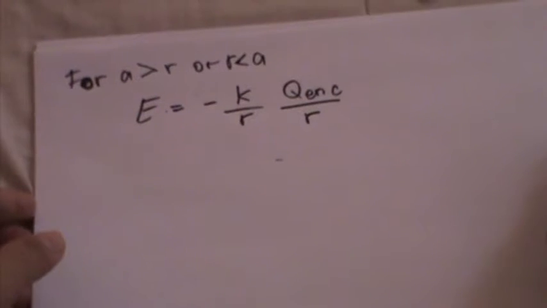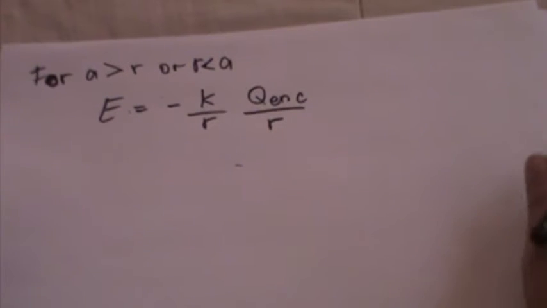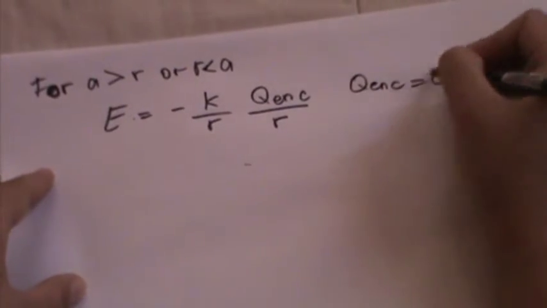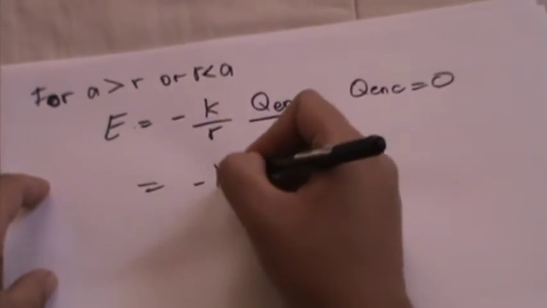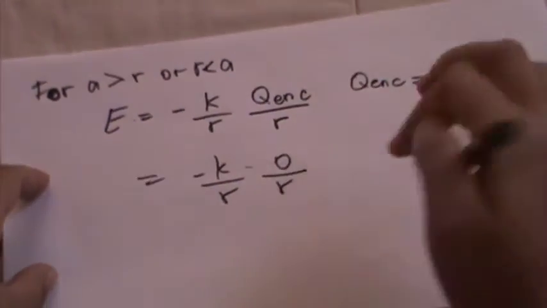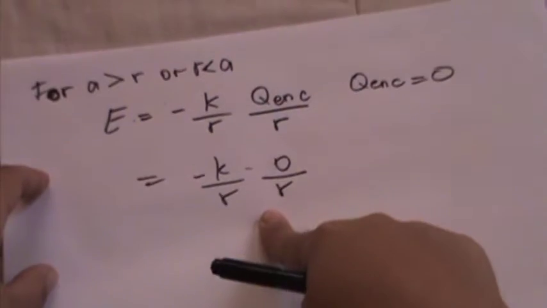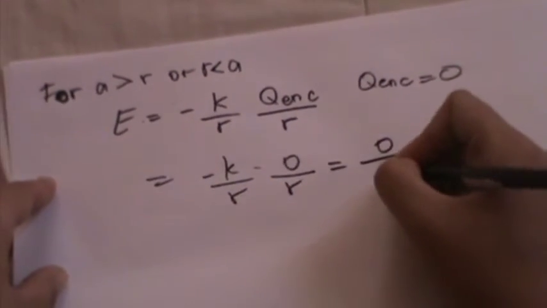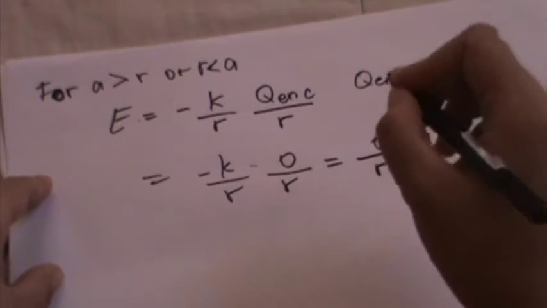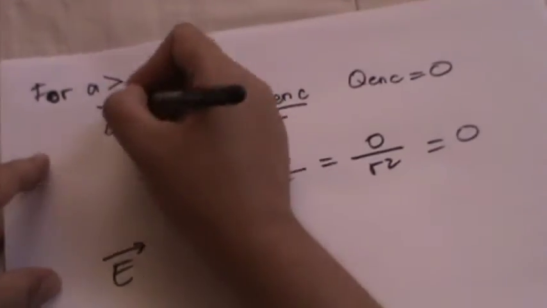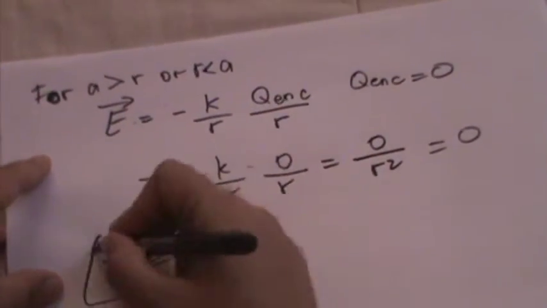So Q enclosed is 0. Why do we consider Q enclosed 0? Because there's no free charge. So therefore Q enclosed is equal to 0. So if we substitute 0 here, negative k over r, 0 over r, we'll have negative k times 0 is 0, then 0 over r squared is equal to 0. Therefore, the electric field is equal to 0.